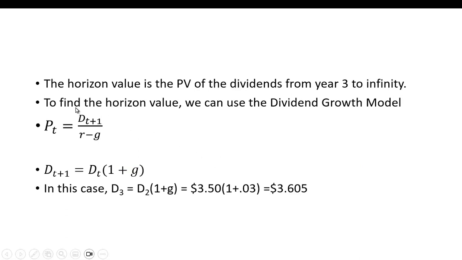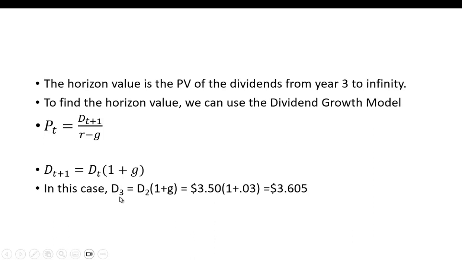So how do we value this? We go back to the dividend growth model, or the Gordon growth model. Instead of saying P0 equals D1 divided by R minus G, it generalizes to P of time period T equals the dividend one period in the future, so T plus 1, divided by R minus G. So in this case, the dividend in T plus 1 equals the dividend in time period T times 1 plus the growth rate. So you're just finding a future value.